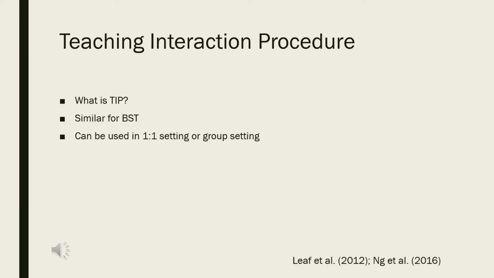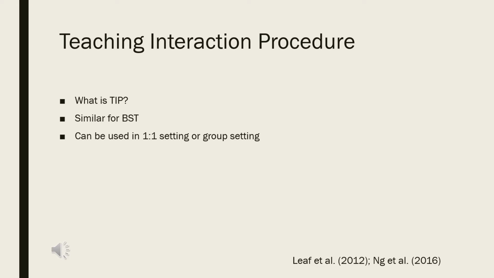The teaching interaction procedure is a strategy that is used to teach social skills to individuals. It can be used with learners with social skill deficits of any age. And it's very similar to BST, with the exception that the teaching interaction procedure includes rationales of the skill, where BST does not.